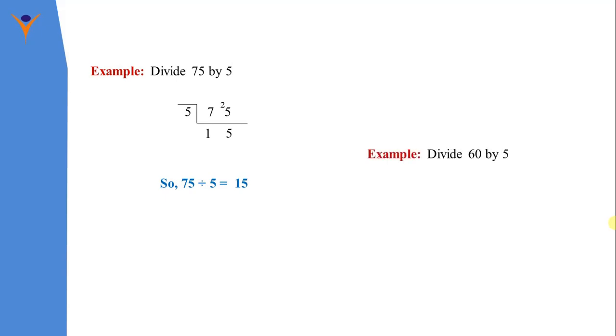This one says divide 60 by 5. We'll bring in the symbol, 60 on the right, 5 outside on the left. Again, we start from the left hand side. So 6 divided by 5 is 1. If you take 5 away from that 6, you have 1 left. So 1 is remaining, so that becomes 10. 10 divided by 5 is 2. So the answer to this second question is 12.